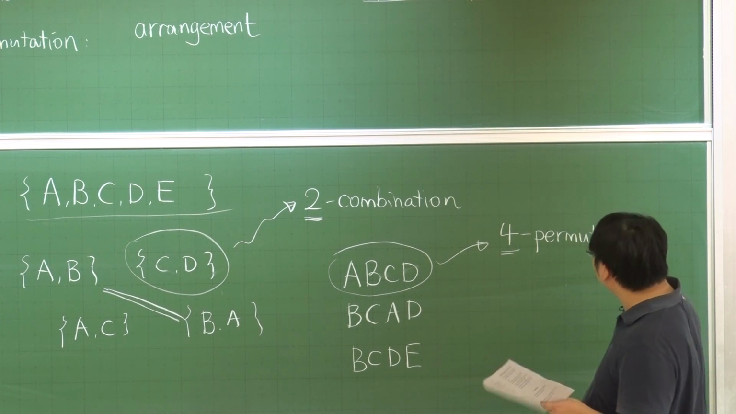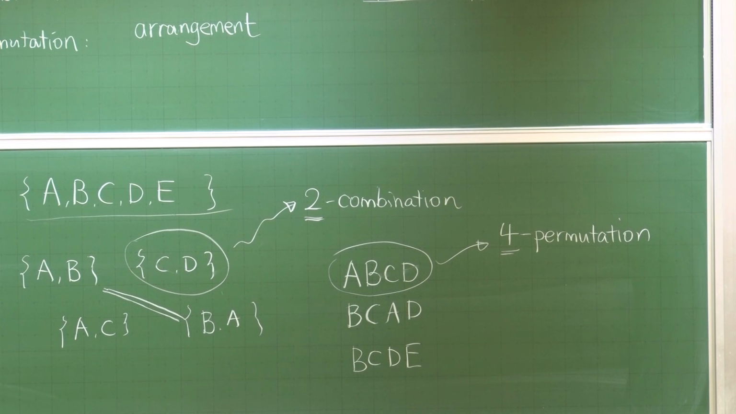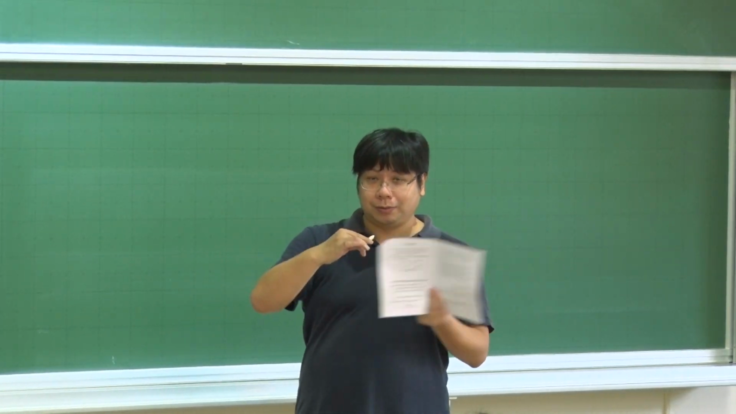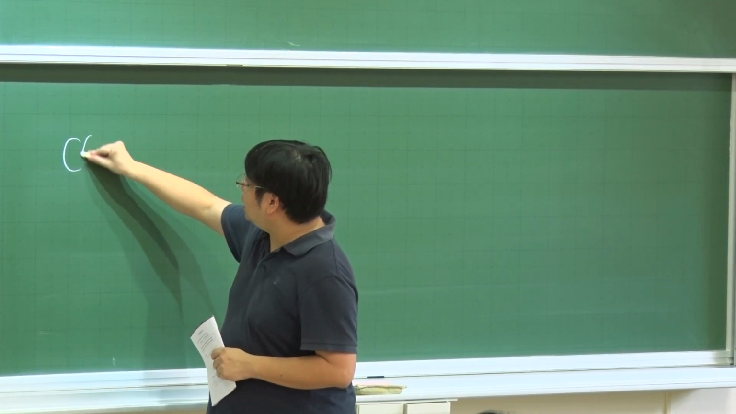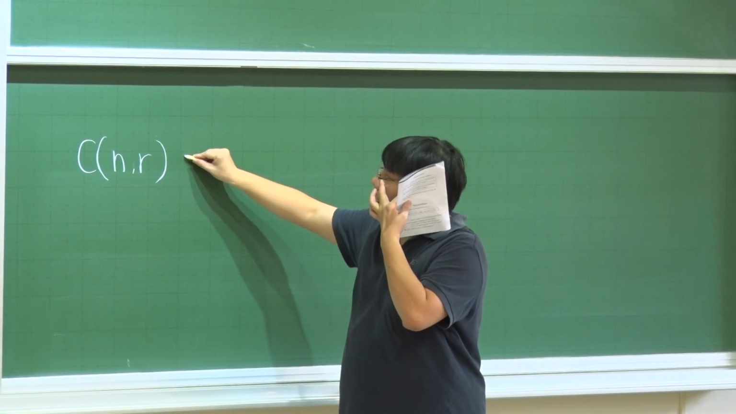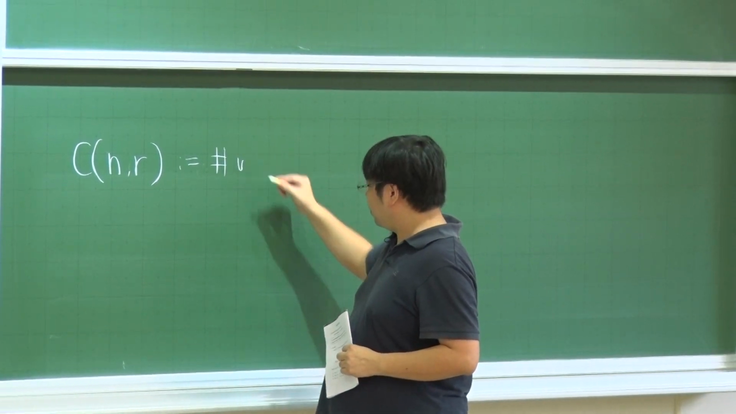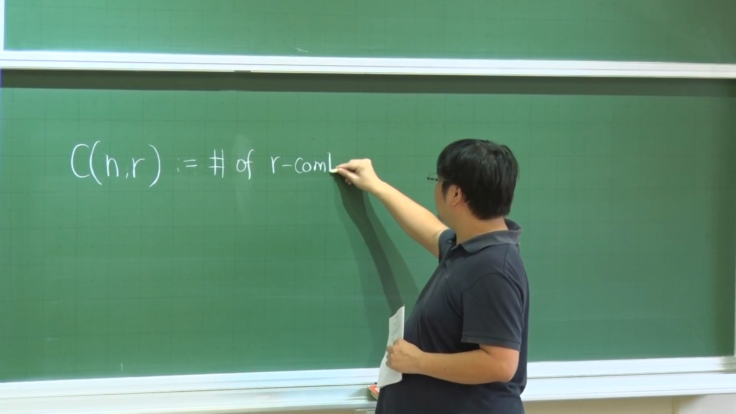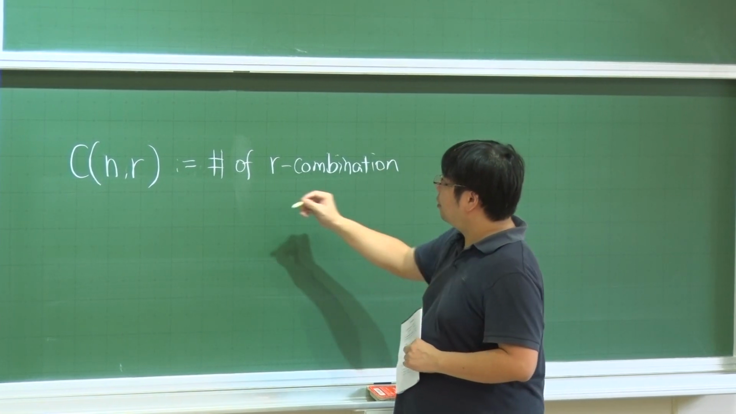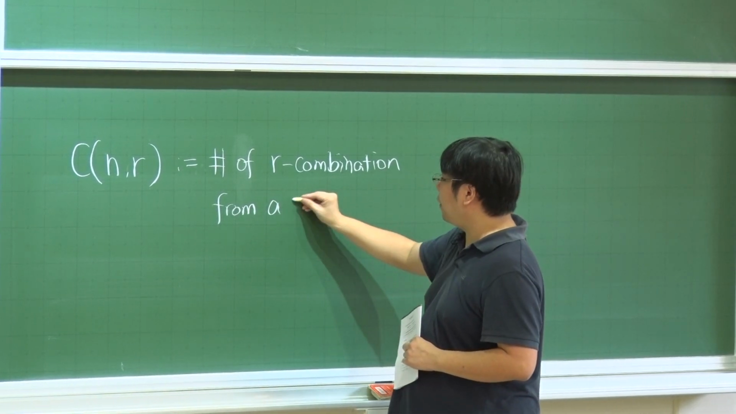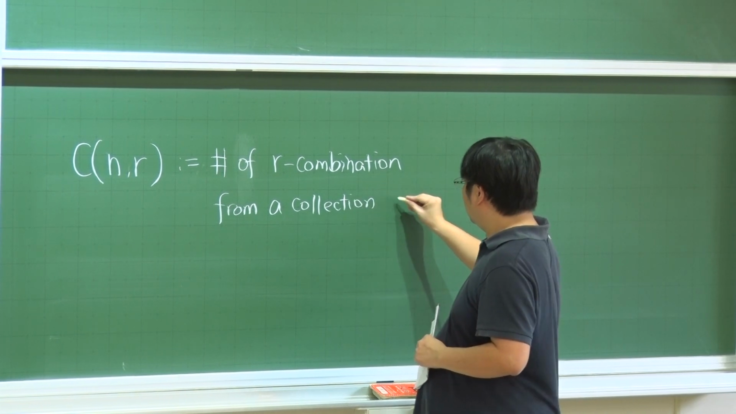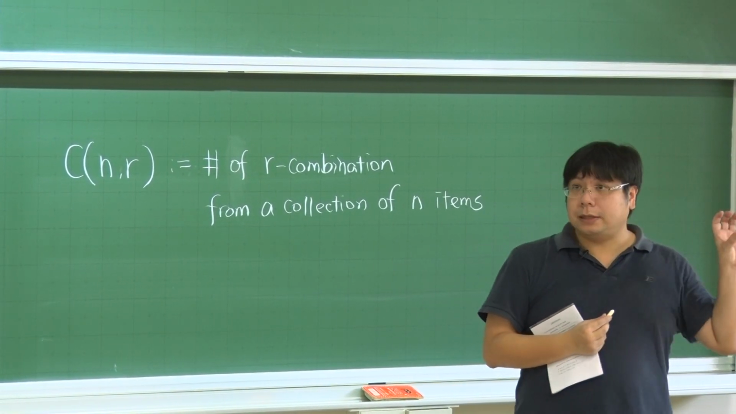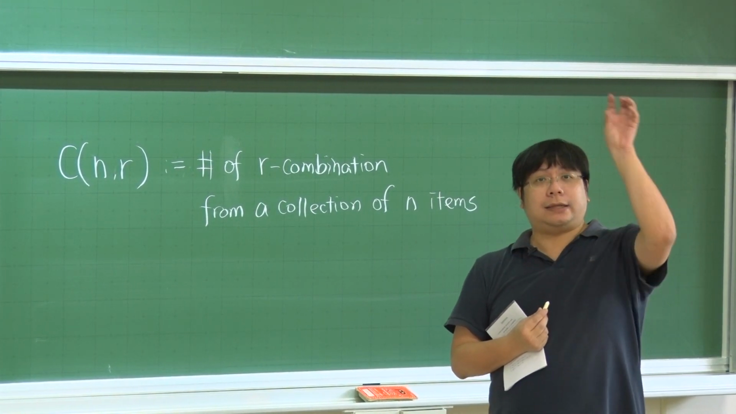Okay, now 2 more notations we can talk about. So I'm going to use this one. So we are interested in counting problems, counting how many ways to select, how many ways to arrange. We are going to use this symbol C(n,r). I define it to be the number of r combinations from a collection of n items. Is that okay? So we have n items in total, and we want to ask how many ways can we select r items from it.